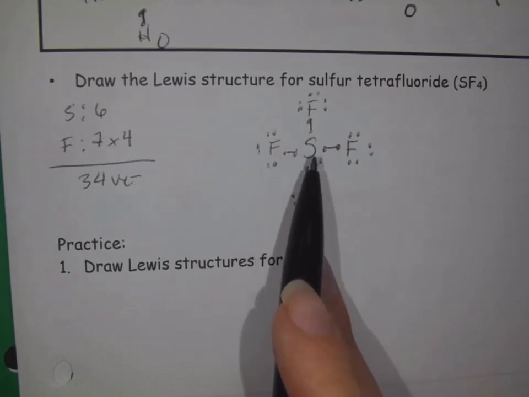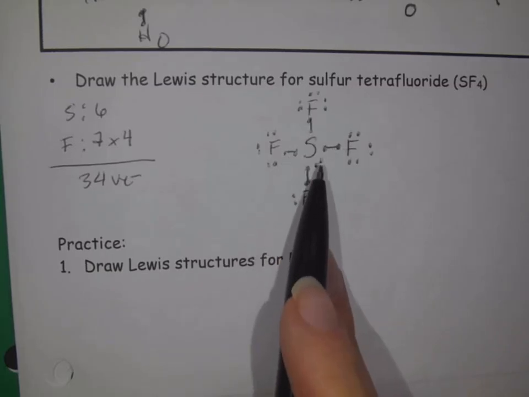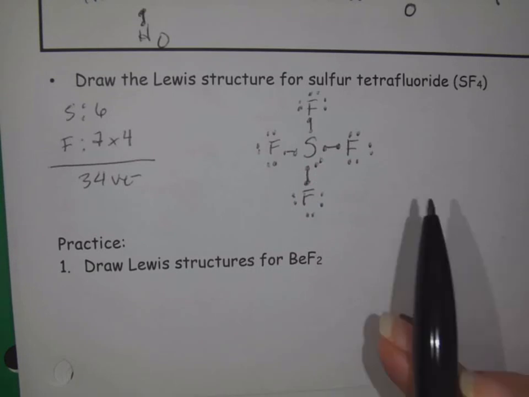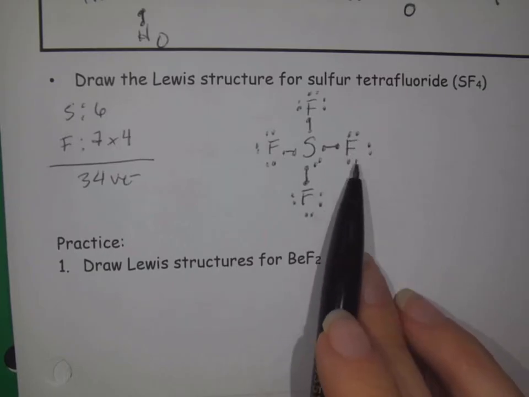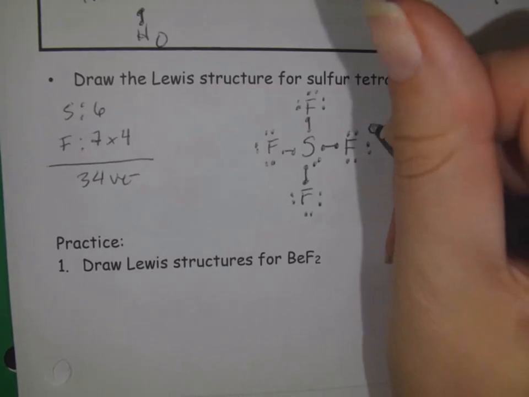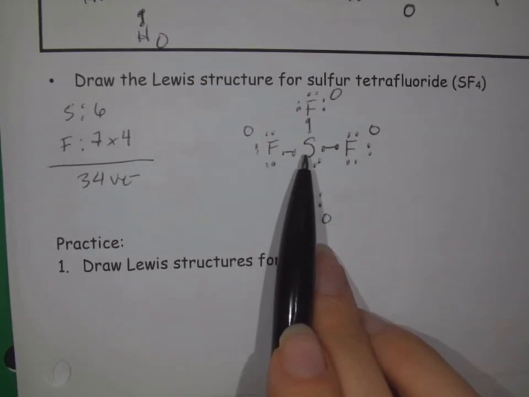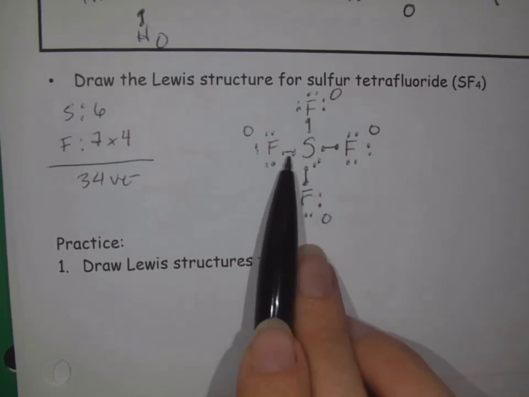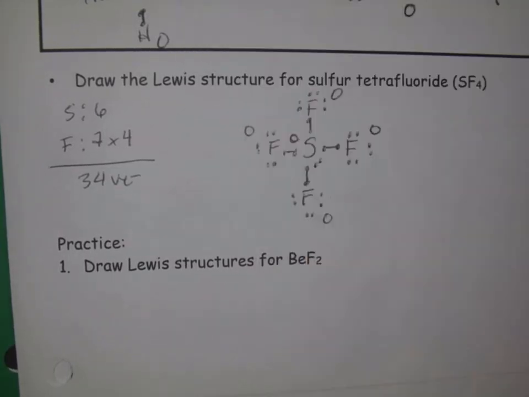So this is an expanded octet. This sulfur feels like it has 2, 4, 6, 8, 10. And the formal charges will confirm this. So fluorines, when they're neutral, they have 7 valence electrons, and each of these fluorines have been assigned 2, 4, 6, 7. So they all have formal charges of 0. Sulfur, when it's neutral, has 6 valence electrons, and look at how many are assigned to it right now. 1, 2, 3, 4, 5, 6. So its formal charge is also 0. So that's a really stable structure.